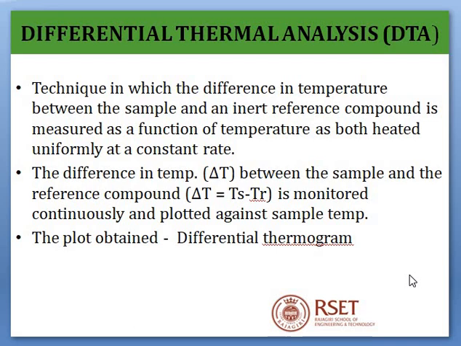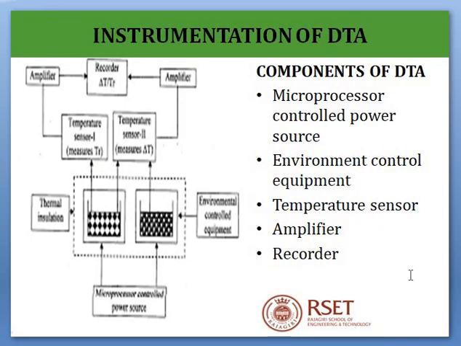Using these two, that is sample and inert reference, you can measure the temperature change, and the temperature change occurs by some reactions, and the reactions are classified as endothermic reactions and exothermic reactions. These two reactions are plotted against temperature. That is differential thermal analysis. The plot obtained from differential thermal analysis is known as differential thermogram.